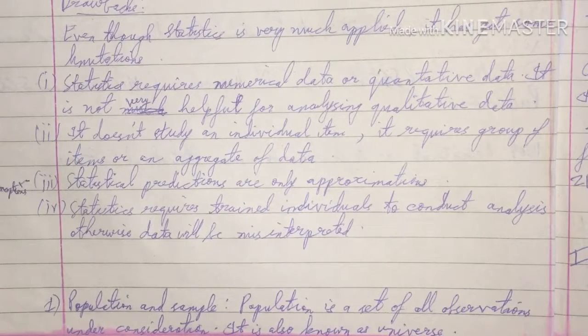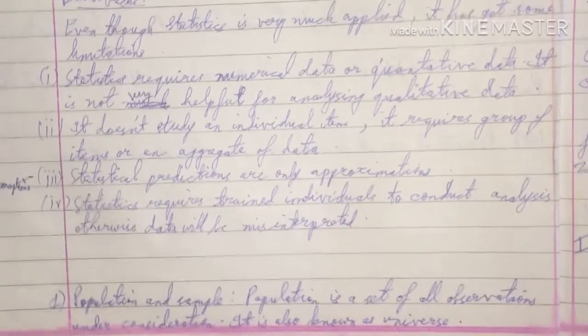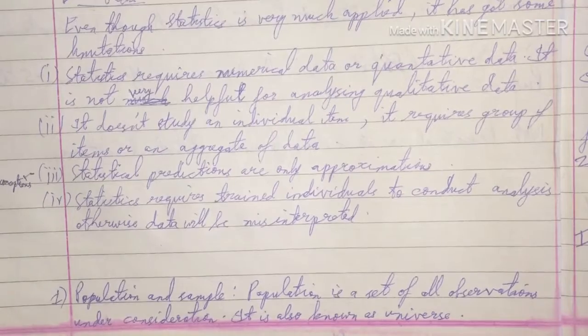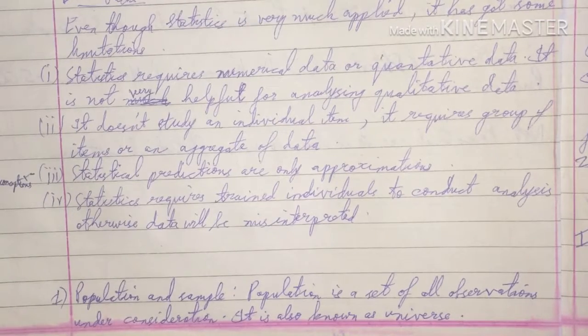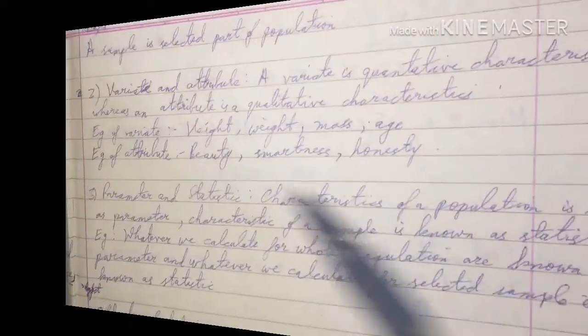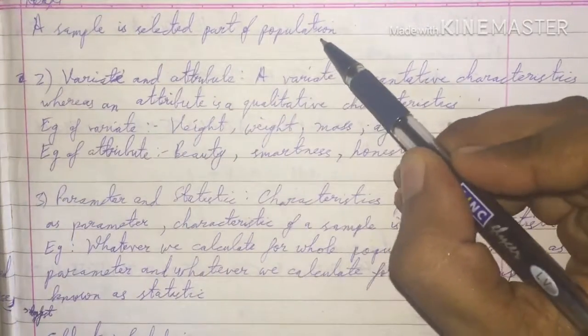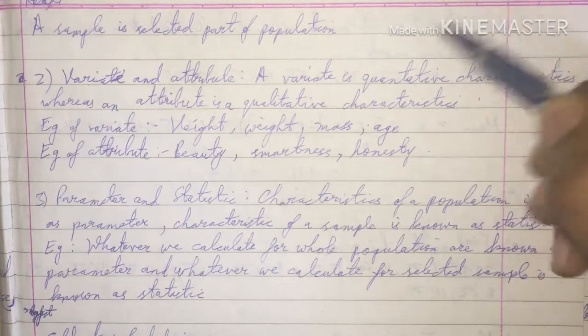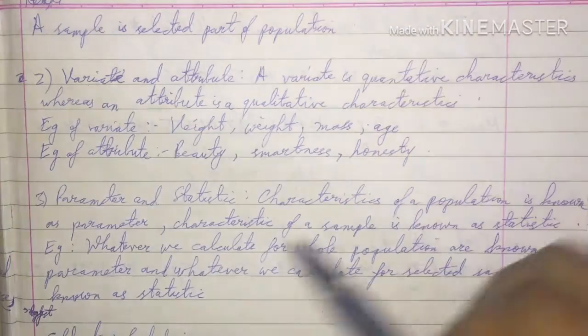Some definitions. Population and sample. Population is a set of all observations under consideration. It is also known as universe. A sample is a selected part of a population. So basically it's a small portion of the entire population.